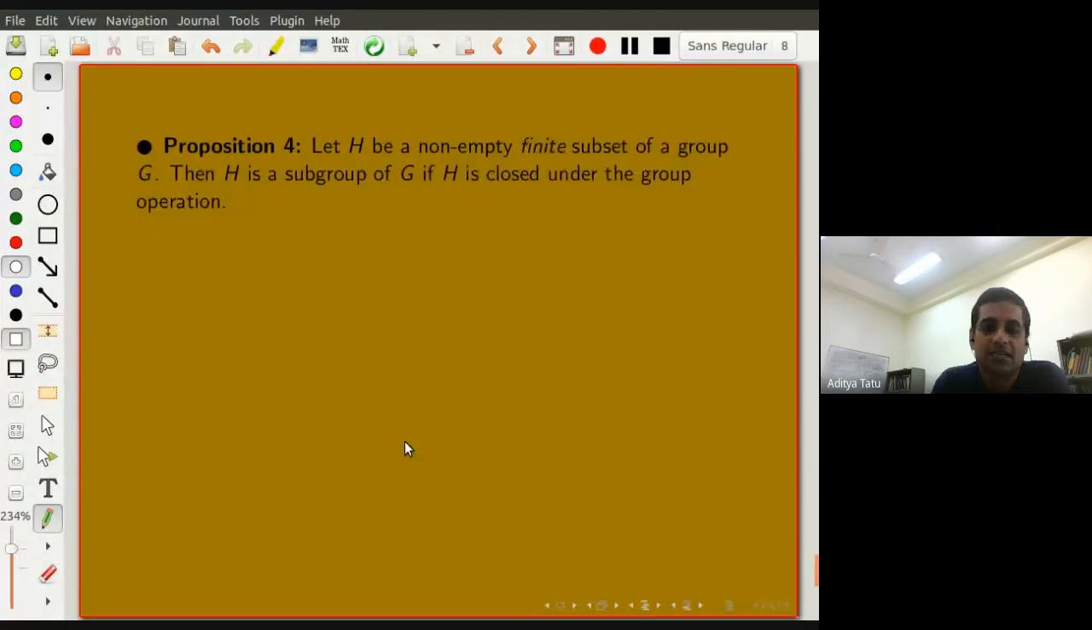All right. Yet another way to see if a particular non-empty subset of a group is a subgroup or not. In this case, it applies to a finite subset. Something you need to remember: let H be a non-empty but finite subset of a group G. If that is the case, then everything boils down to only one axiom, that is closure. Is the statement of the proposition understood?